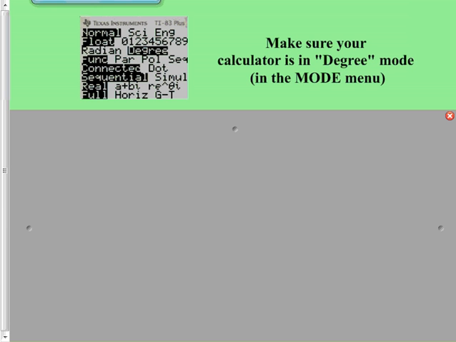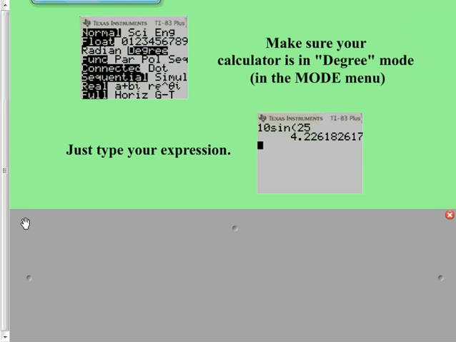Okay, we're working in degrees, so we need to make sure the calculator knows we are in degrees. So if your calculator's not in degree mode, you need to set it to degree mode, and that also goes for other types of calculators. I know some of you have some other types of graphing calculators, other types of scientific calculators, and that's fine. Just make sure your calculator is in degree mode as well. Okay, then all you have to do is just type it up. You've got 10 times sine of 25.